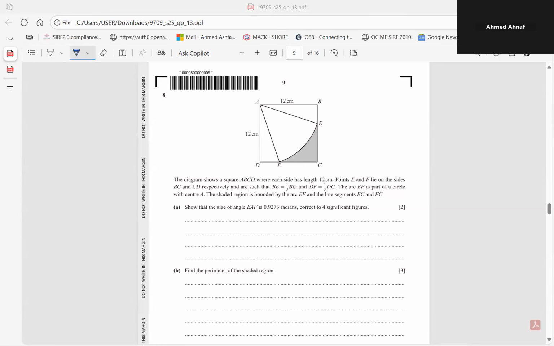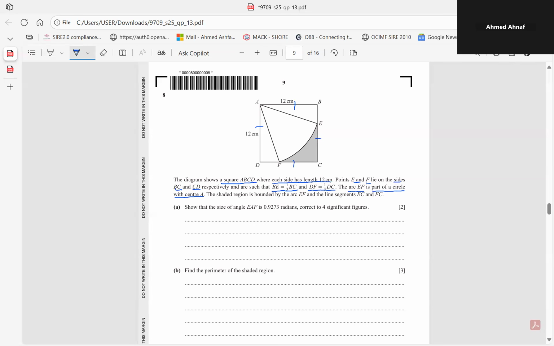Okay, so for this question, we're given a diagram that shows a square ABCD where each side has length 12 cm. So all these sides have the same length, and points E and F lie on the sides BC and CD respectively. We can clearly see it in here, and they are such that BE is equal to 1/3 BC and DF is equal to 1/3 DC. The arc EF is part of a circle with center A.